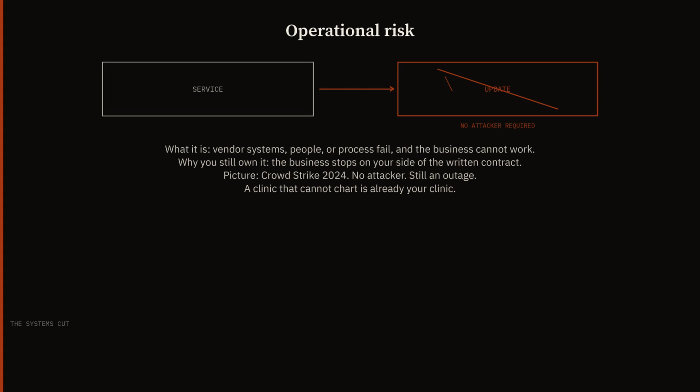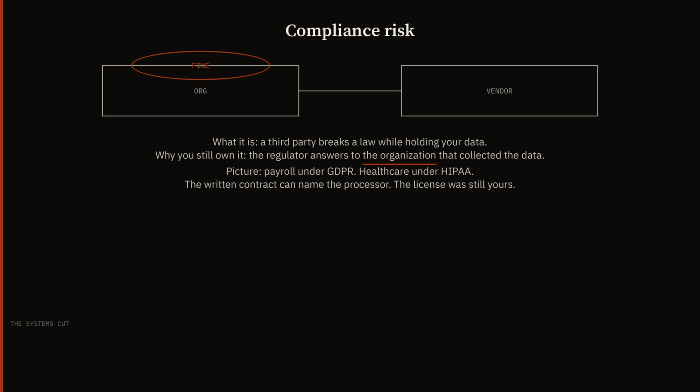A clinic that cannot chart does not wait for the vendor's post-mortem. The clinic is already your clinic. Compliance risk is the third type. It appears when a third party breaks a law or a rule while holding data on your behalf.